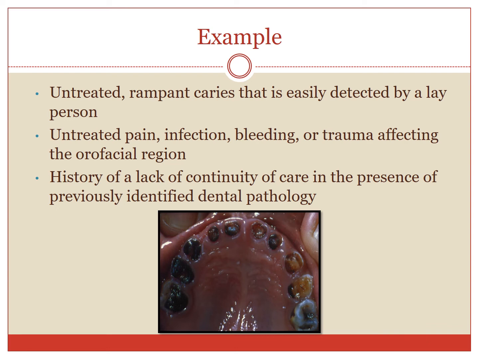Some examples that indicate dental neglect are untreated rampant caries that is easily detected by a layperson, untreated pain, infection, bleeding, or trauma affecting the orofacial region, or a history of lack of continuity of care in the presence of previously identified dental pathology.